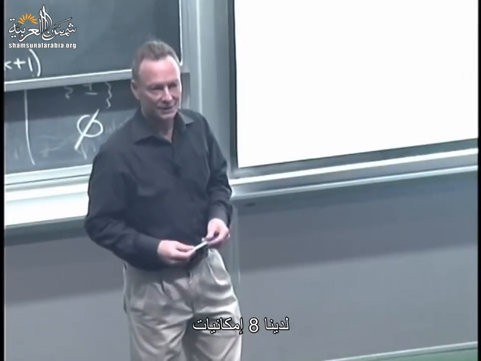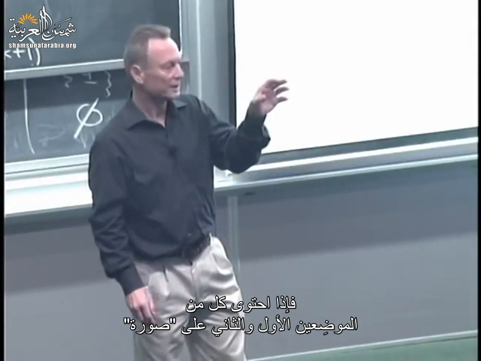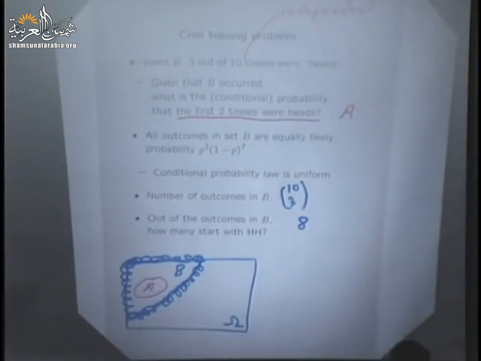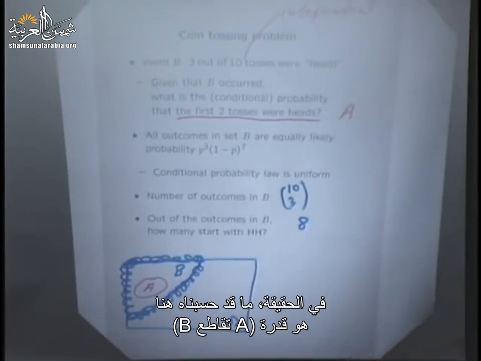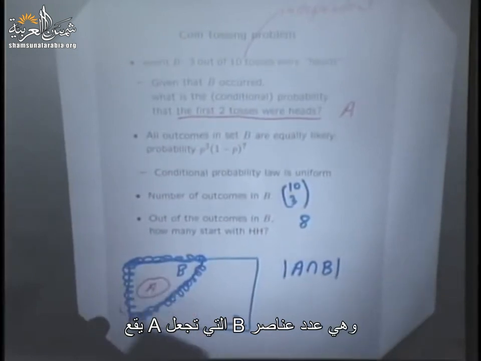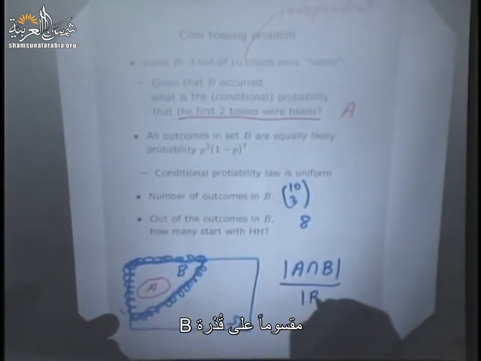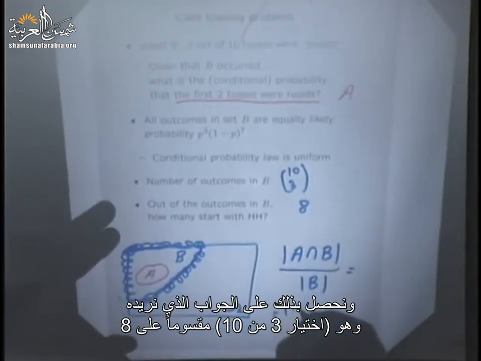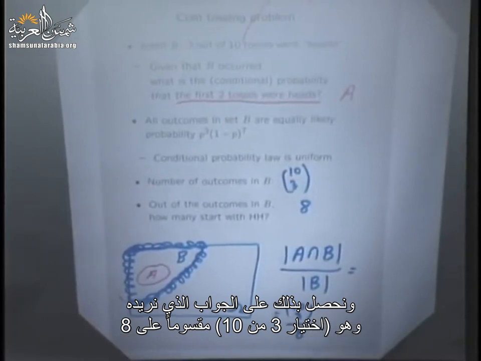It has 8 possibilities. So slot 1 is heads, slot 2 is heads. The 3rd head can be anywhere else. So there's 8 possibilities for where the 3rd head is going to be. Okay. So what we have counted here is really the cardinality of A intersection B, which is out of the elements in B, how many of them make A happen, divided by the cardinality of B. And that gives us the answer, which is going to be 10 choose 3 divided by 8.